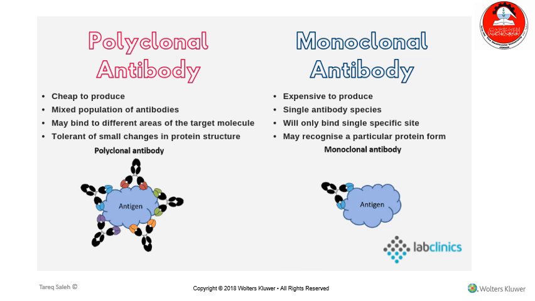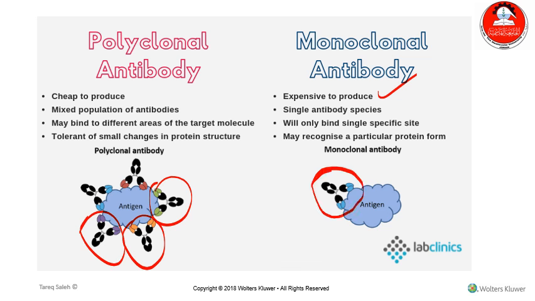So to quickly compare both types of antibodies, polyclonal antibodies are cheaper to produce. You only need to inject animals with the antigen of choice, but they are associated with a mixed population of antibodies. That's why they're less specific, and they have effects that are different from monoclonal antibodies, which in turn are expensive to produce. However, they are more specific and they find the antigen of choice more specifically.